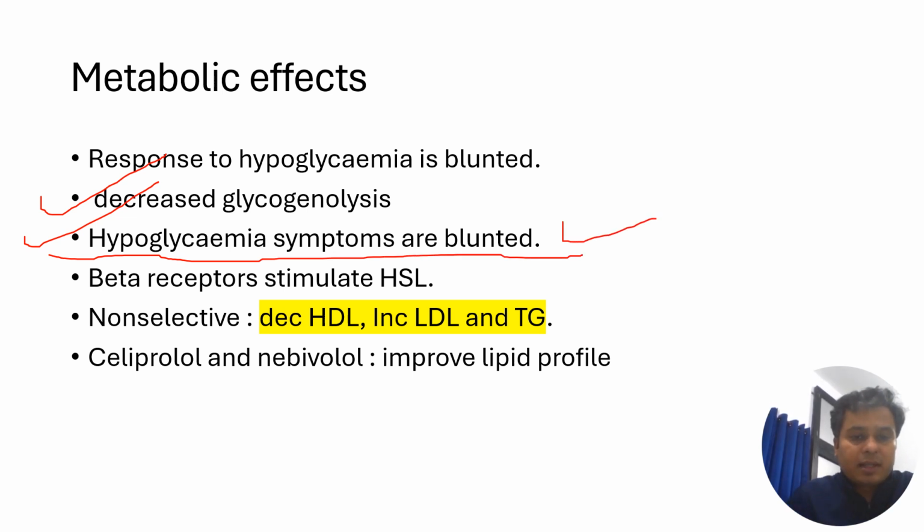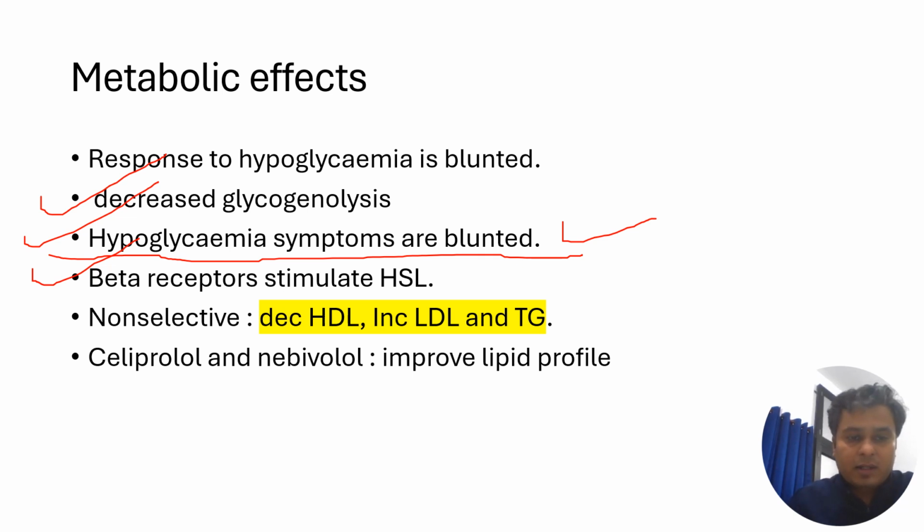Now, beta blockers stimulate HSL. HSL stands for hormone sensitive lipase. Hormone sensitive lipase is responsible for the release of free fatty acids in the blood. We will shortly come to how the blocking of hormone sensitive lipase action can affect the metabolism. But beta receptors per se stimulate the hormone sensitive lipase.